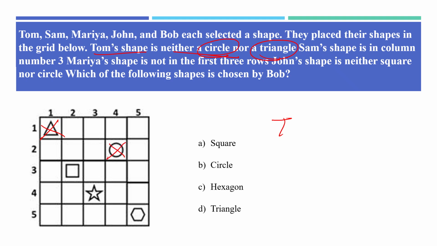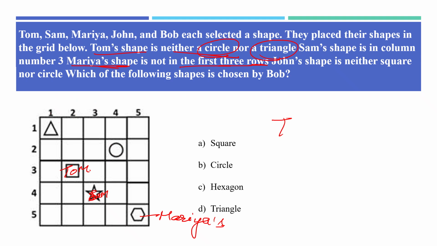Sam's shape is in the third column. First column, second column, third column. So this is Sam's shape. I mention it as Sam. Okay, the next, number 3. Yeah, column number 3. Maria's shape is not in the first 3 rows. Maria's is not in the first three rows, and this is Sam's, so this is obviously Maria's. Great. So we know Sam's, we know Maria's, and obviously this is going to be Tom's, because Tom's cannot be a triangle or a circle. This is Tom's. Good one. So we need to find which is John's and Bob's.